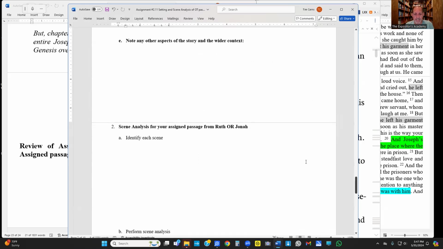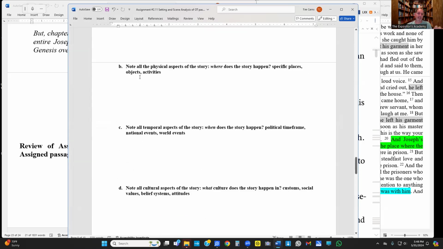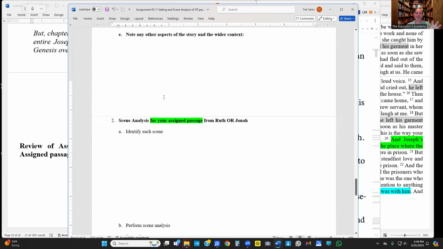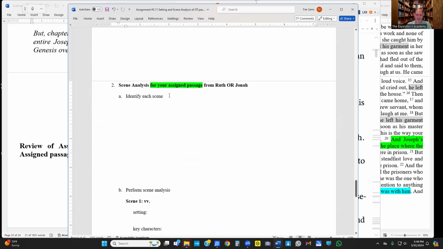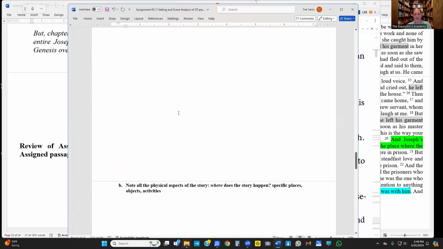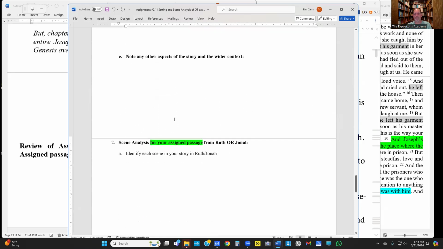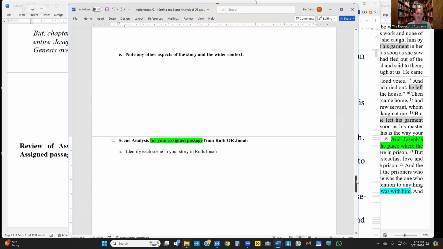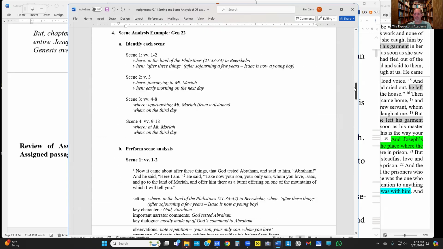All right, and then you will do the scene analysis, and here you will do it just for your assigned passage. All right, so if you have Ruth chapter 2, you'll do the setting analysis for the book of Ruth, and then you'll do the scene analysis just for Ruth chapter 2. So identify each scene in your story, Ruth or Jonah. So hopefully that makes sense. You're going to do the setting for the book, and then I want you to do the scene analysis for your assigned passage. Now, next session, I'll go over with you the steps for the scene analysis.